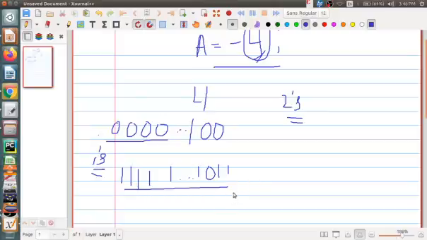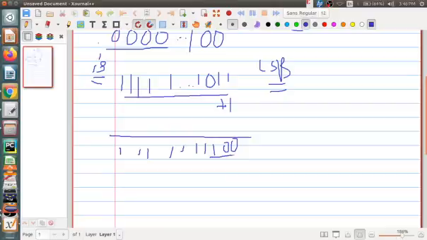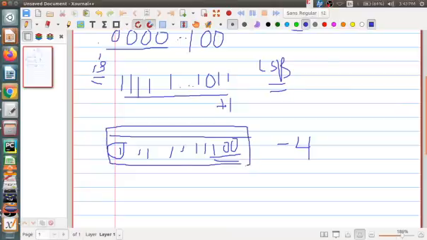Now what is the 2's complement? We just add 1 to the least significant bit, the rightmost bit. So what will be the new value? That will be 1 0 0 followed by all 1s in the rest of the 29 bits. What is the value? This is 4. With the sign bit, it is -4. So this way you can represent an integer in a particular 32-bit or 16-bit format.